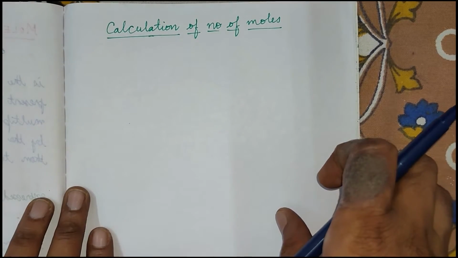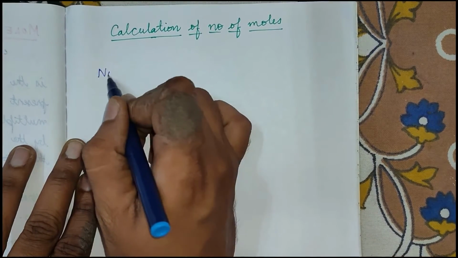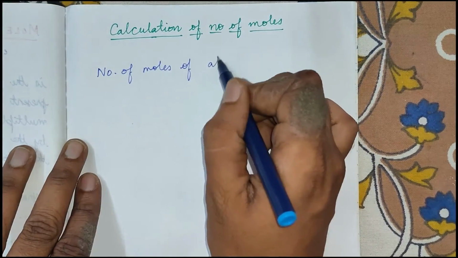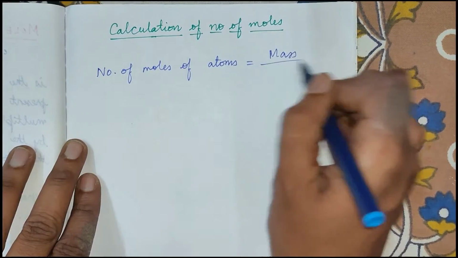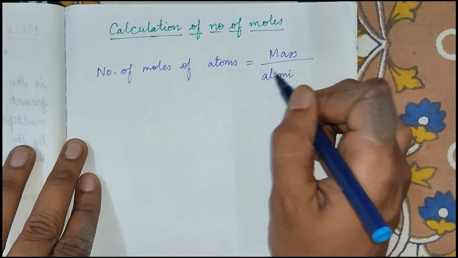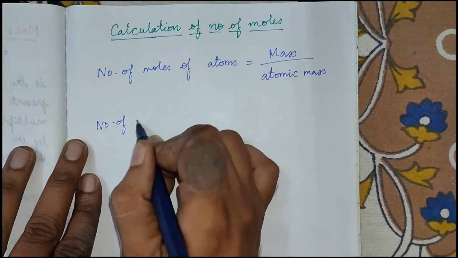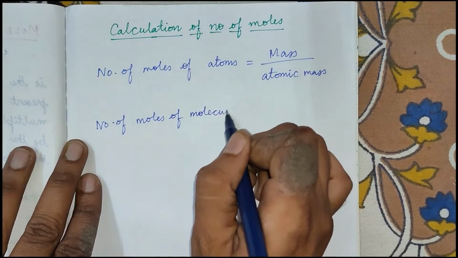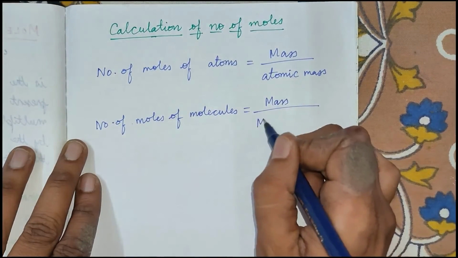For the calculation of number of moles, we are going to use this formula. Number of moles of atoms is equal to mass divided by atomic mass. So number of moles of molecules is equal to mass by molar mass.